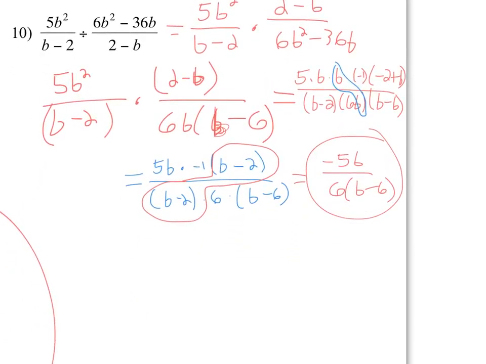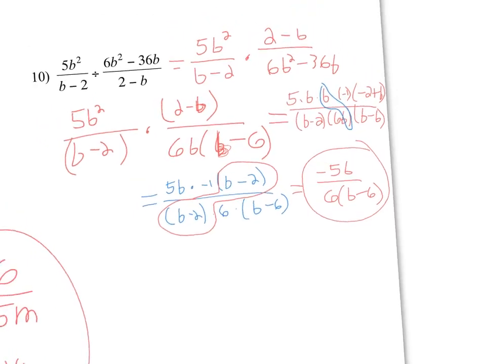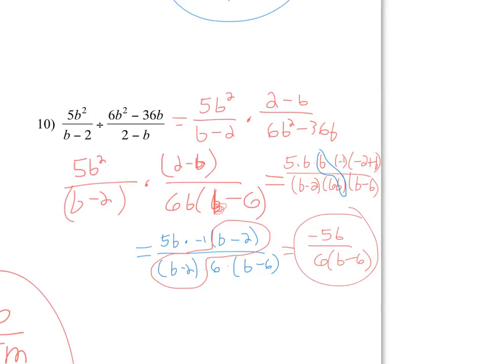The trick here, I think, in this whole problem, was that I had to realize that I could factor out a negative 1, and realize that b squared is really b times b. And that gets me the things that I can cancel out, and if I swap those, it gets me that.